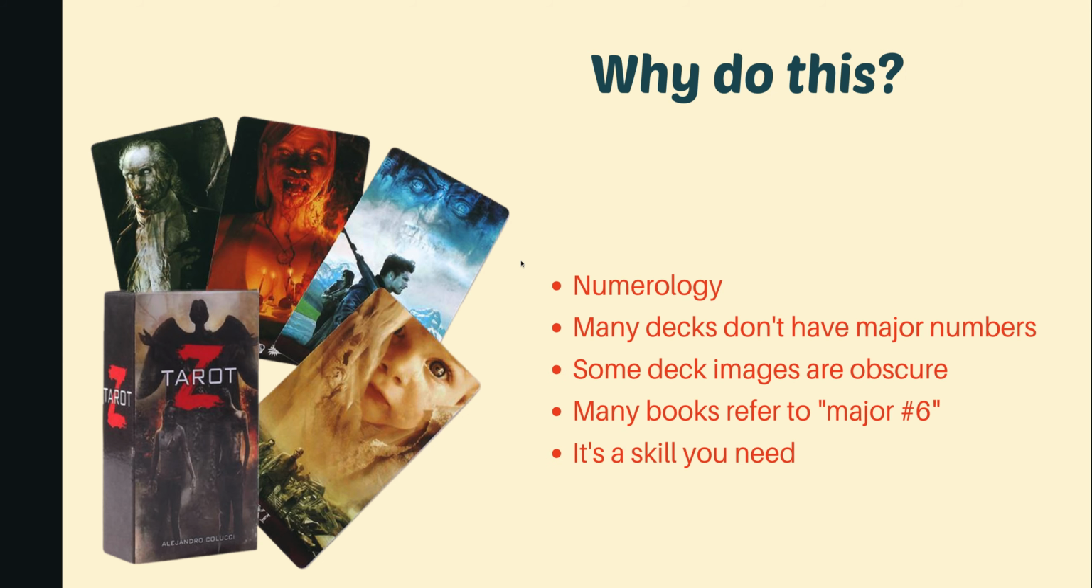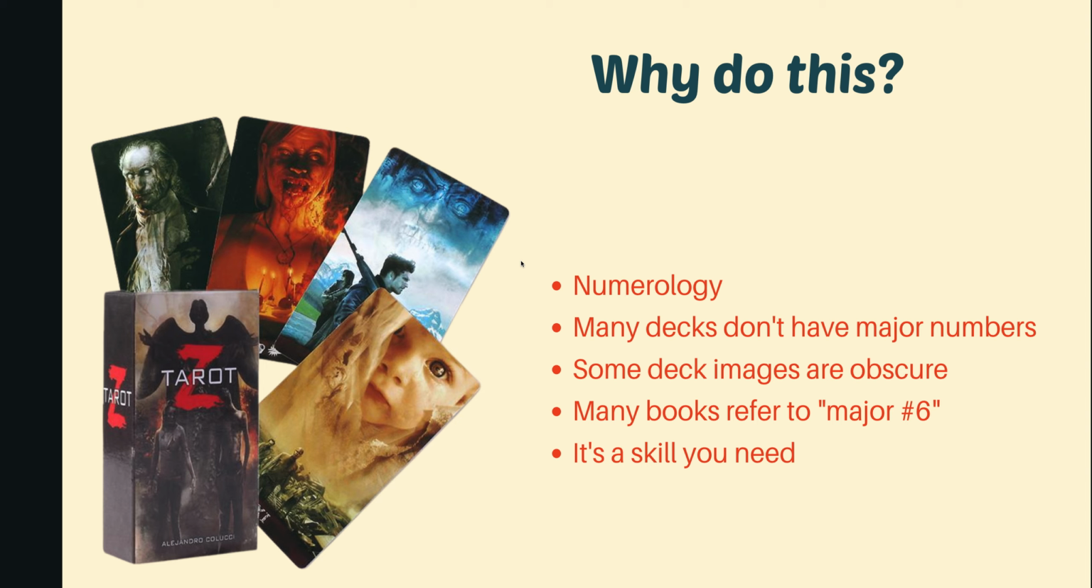Why do you need to know the major numbers? Well, for numerology purposes, obviously. If you have a card that just says Death, or a card that just says Temperance, you definitely want to know which number that is in order to use the numerology references. Many decks don't have major numbers as well. Many decks don't have major names. They'll just have numbers, like the Tarot Z, for example.